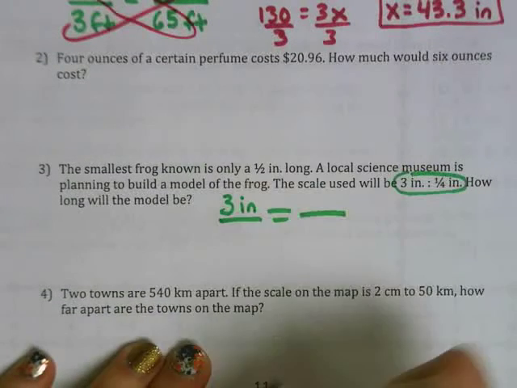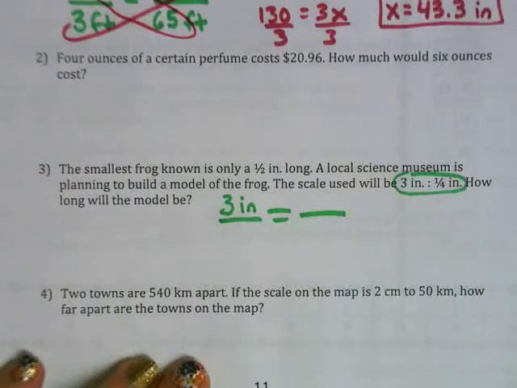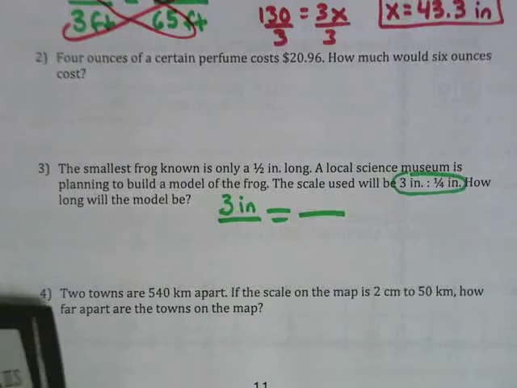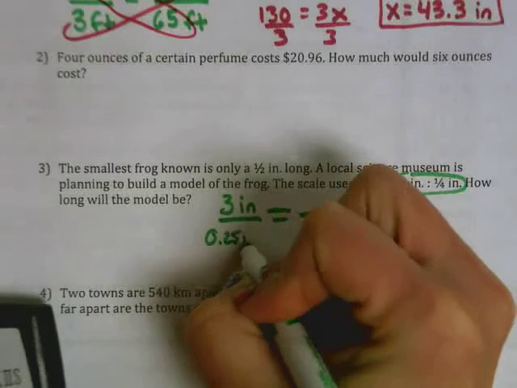3 inches for every 1/4 of an inch. So I can write 1/4, or since I know I'm going to have to be doing some calculations, I kind of want to just change that to a decimal right now. Can I put 0.25 inches?